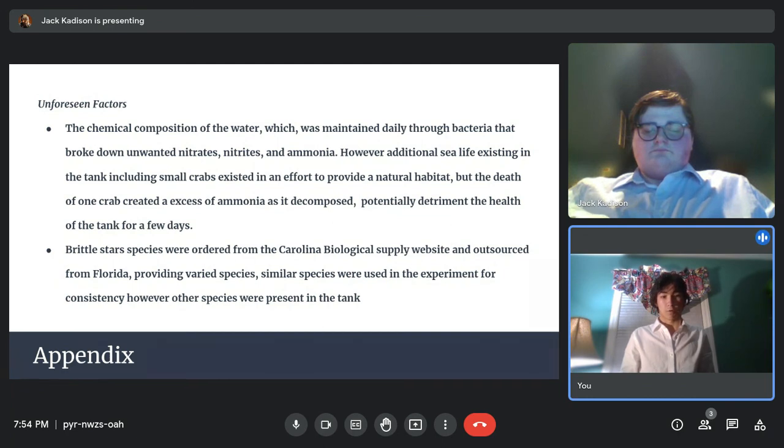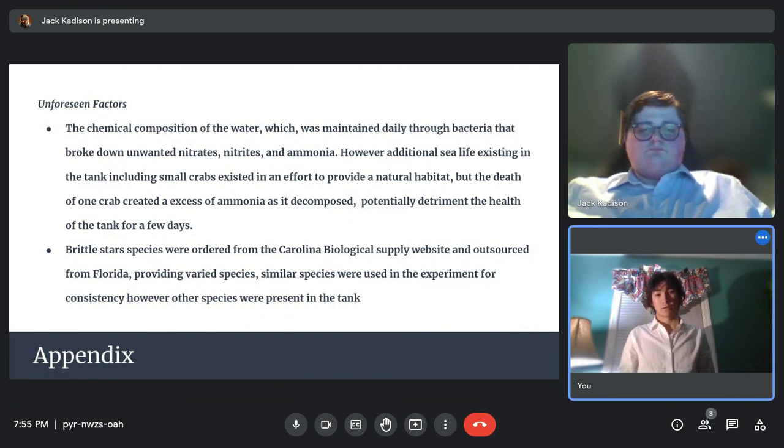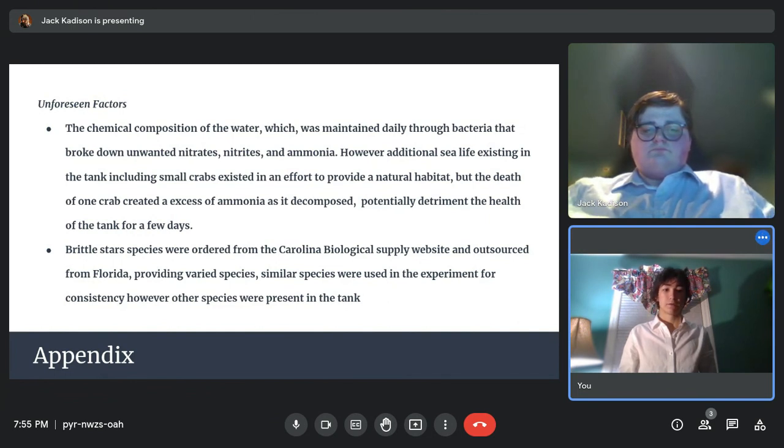One more thing, the brittle stars were ordered from the Carolina Biological Supply website, and thus were outsourced from Florida, providing varied species. However, we used two related species to maintain consistency in our experiment.